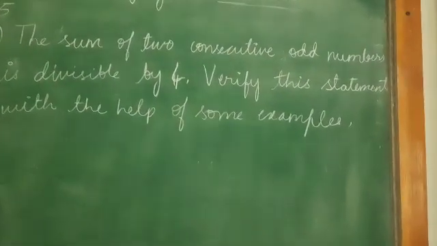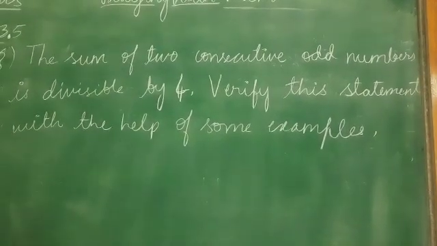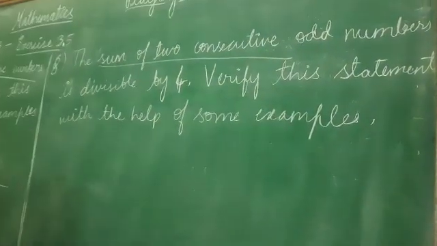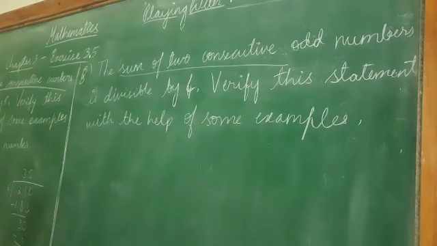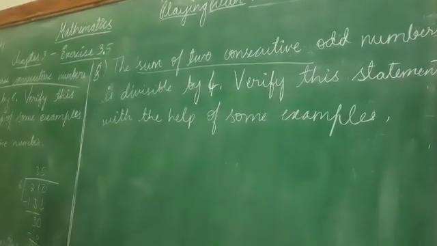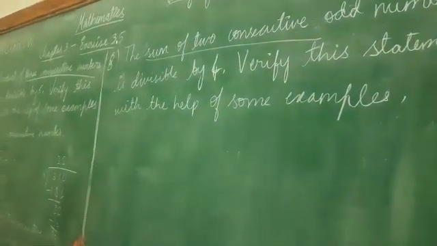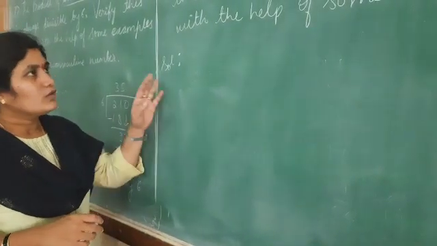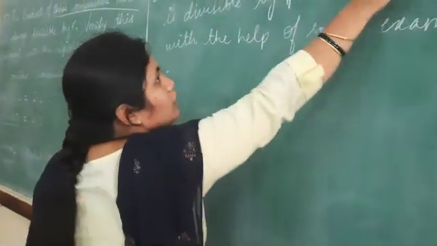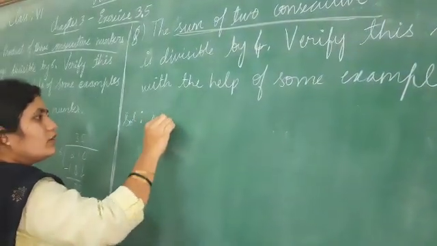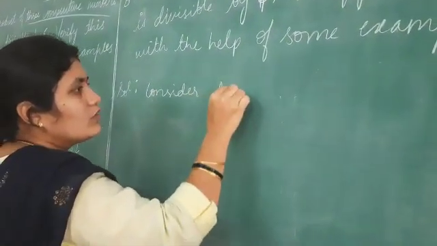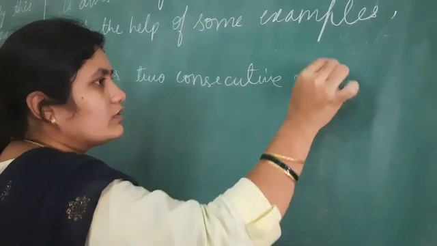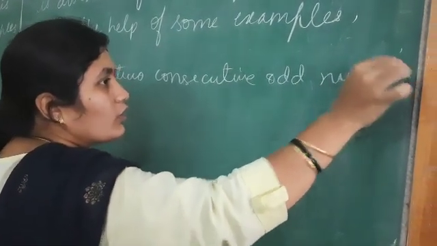The sum of two consecutive odd numbers is divisible by 4. Let me read the statement. The sum of two consecutive odd numbers is divisible by 4. Verify this statement with the help of some examples. Solution. For this problem, as you can see, consider two consecutive odd numbers. The numbers should be odd and consecutive.